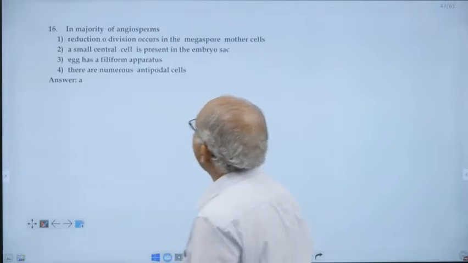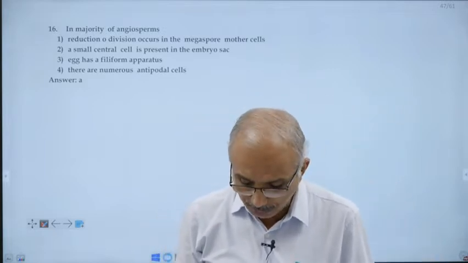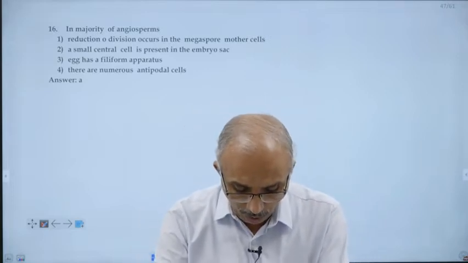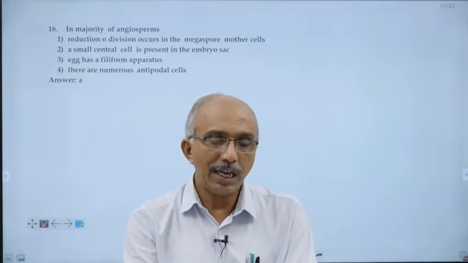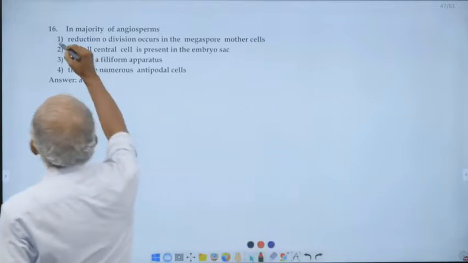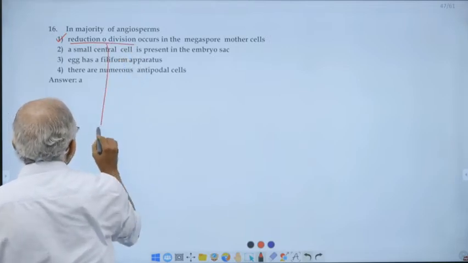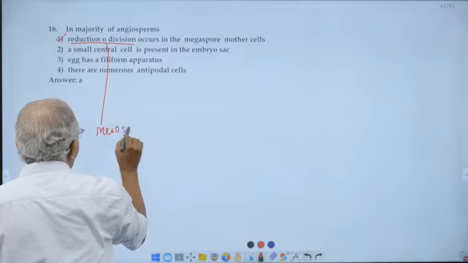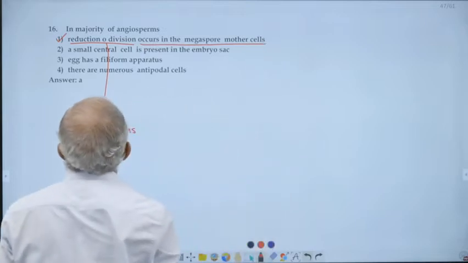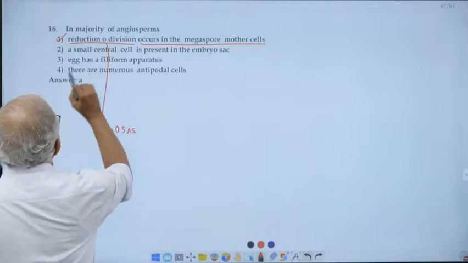Next. In majority of angiosperms, a general question is proposed. The answer is option 1: reduction division, that is meiosis, occurs in megaspore mother cell.